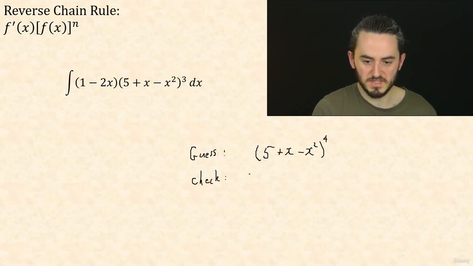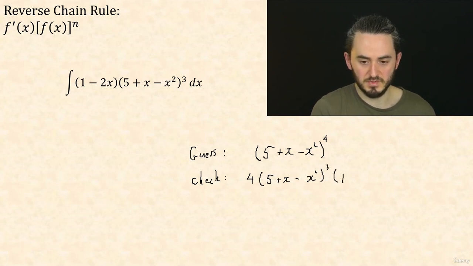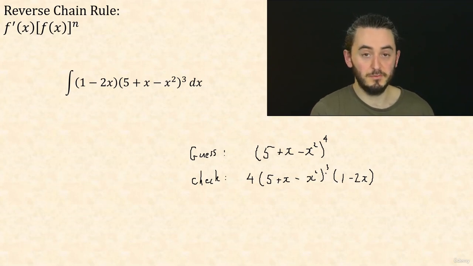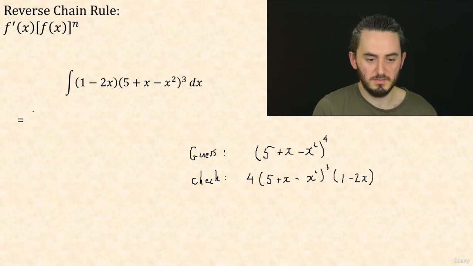So the power comes down to the front, and the power drops by 1. Now multiply by the derivative of the bracket, which is 1 minus 2x, and now compare what we've got here. Well, it's exactly right in terms of the form, and by the form I mean the kind of functions bit. But look, I've got this 4 here, which I didn't want, so my guess was 4 times too big. That means that my answer is simply 1/4 of the thing that I guessed. It's 1/4 (5 plus x minus x squared) to the power of 4 plus c.